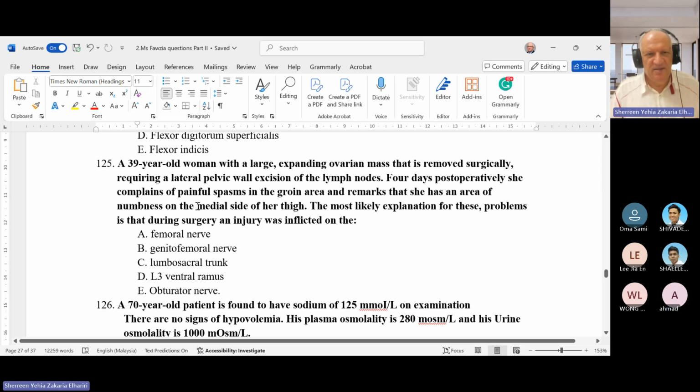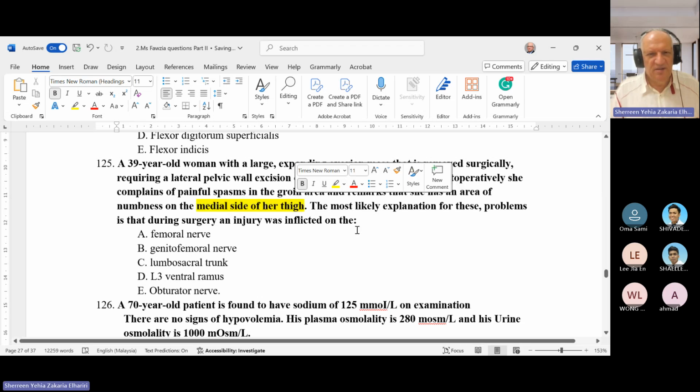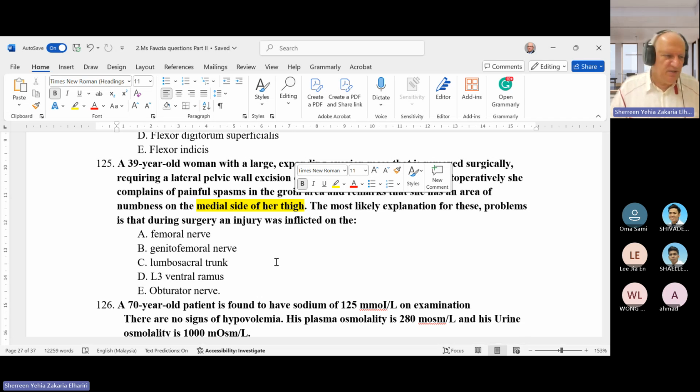It is the medial side of the thigh, not the medial side of the inguinal region. The genitofemoral nerve can supply the inguinal area and just the upper part of the medial thigh, but the rest of the thigh is supplied by branches from the obturator nerve. So the answer is the obturator nerve.